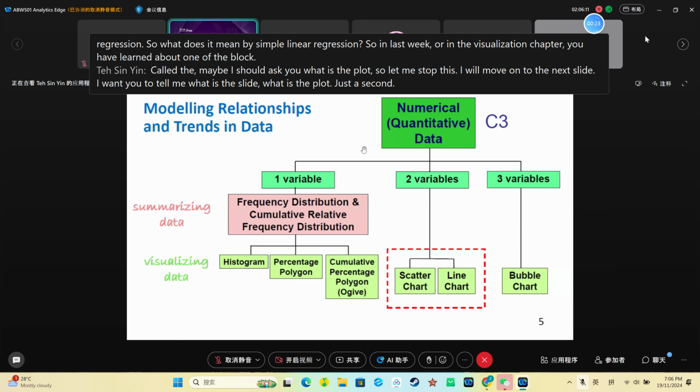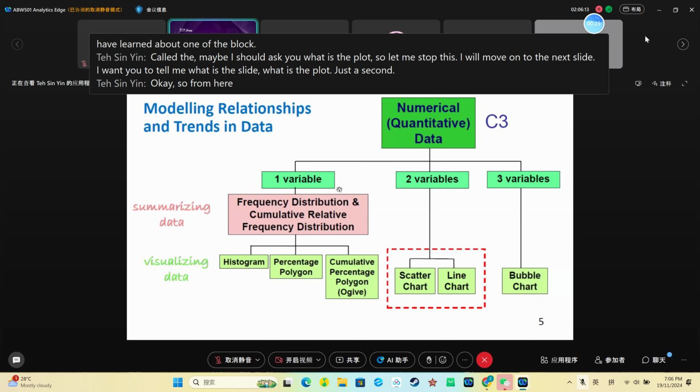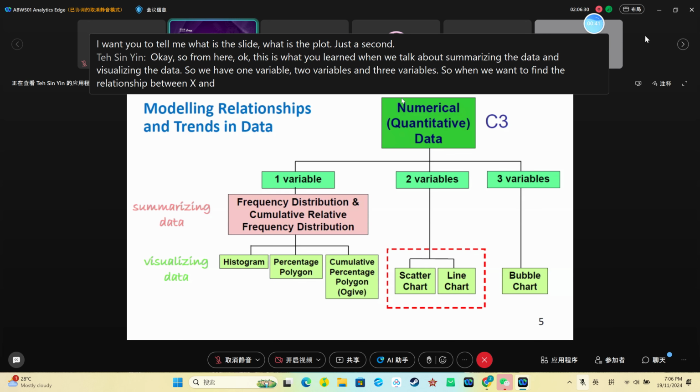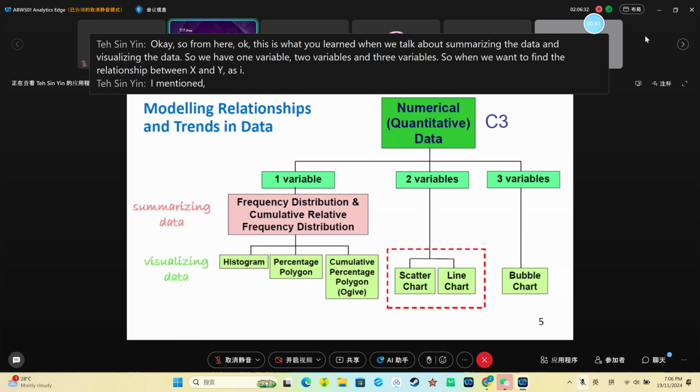Okay, so from here, this is what you learn when we talk about summarizing the data and visualizing the data. So we have one variable, two variable, and three variable. So when we want to find the relationship between X and Y, as I mentioned just now, can you tell me it is about one variable, two variable, or three variables? Can you type in the chat box?